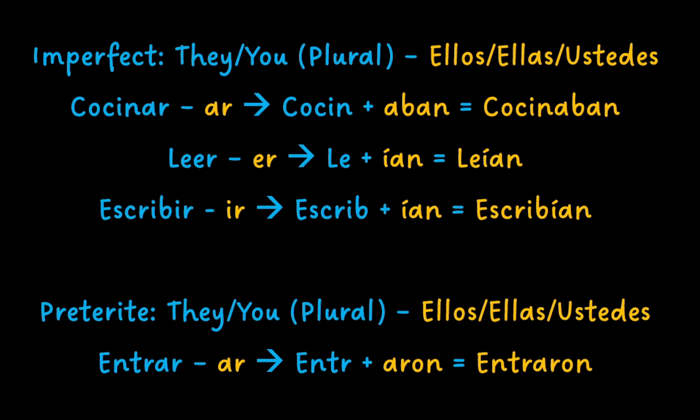And for the sixth set of sentences, the imperfect tense will be in the they and you form when talking to multiple people. So cocinar becomes cocinaban, leer becomes leían, and escribir becomes escribían. And the preterite tense will be in the same form, so entrar becomes entraron.